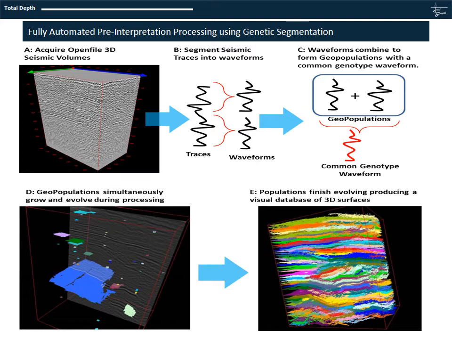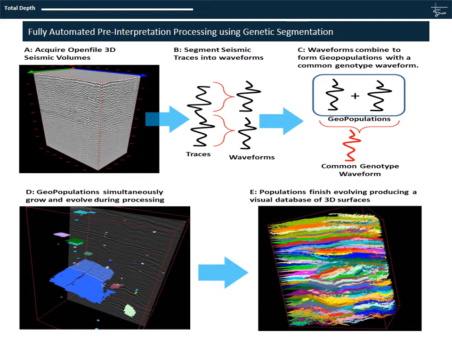And rather than waveforms, we've got genes. So what we're doing is we're going through and trying to group these waveforms into populations based on their spatial and genetic compatibility. Now, this process happens for thousands and thousands of generations simultaneously, globally through the entire volume. And after each generation, the common waveform evolves as well.